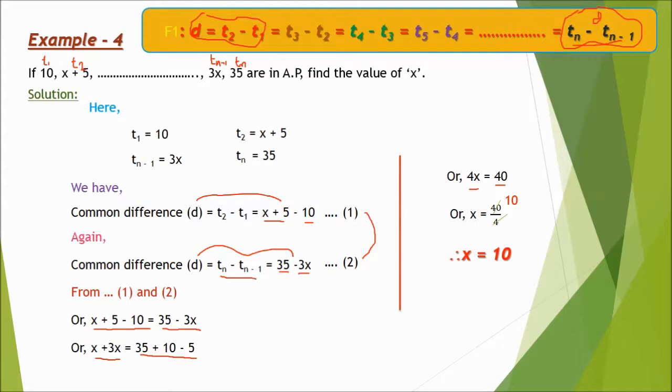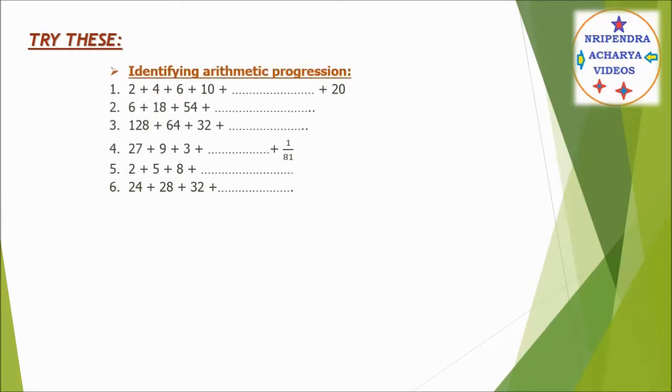Now, a very easy question and very important for sub-questions, a 2 marks question. That is example 5. Try this exercise for yourself. First we have to identify whether the series or sequences are arithmetic or not. You have to identify.